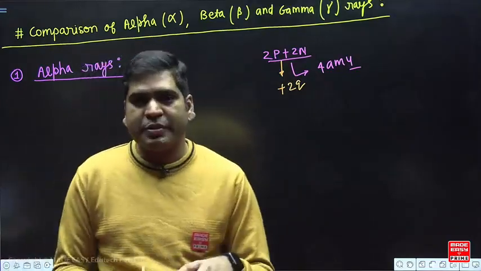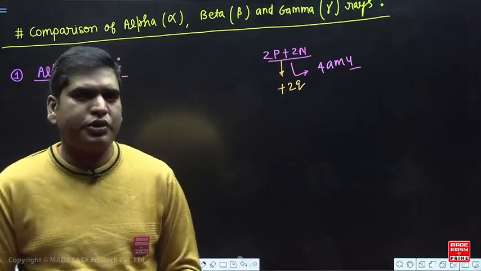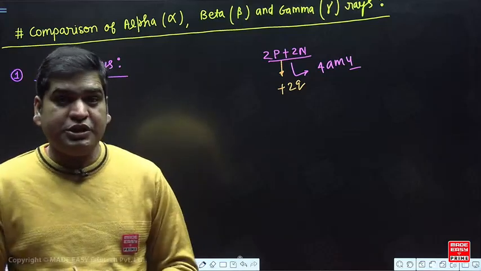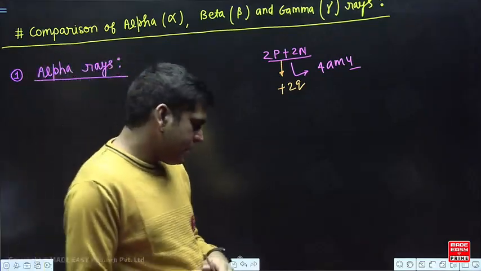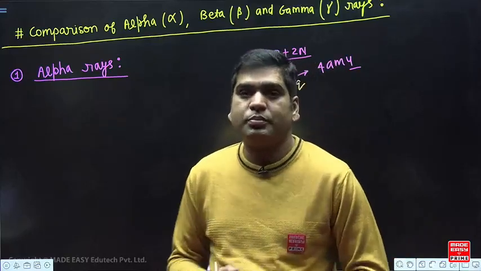Since it has the highest magnitude of charge among alpha, beta, gamma, it will have the highest ionization potential among all these 3. Note that we are comparing only among these three, nothing else. So the alpha particle has the highest ionization potential.